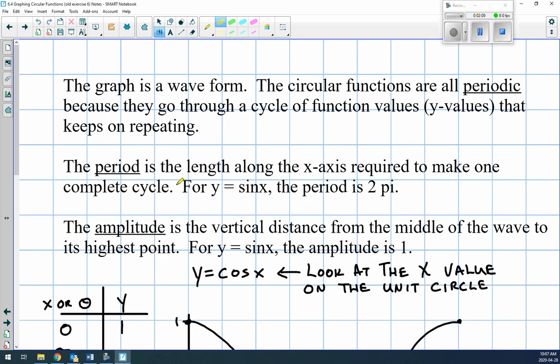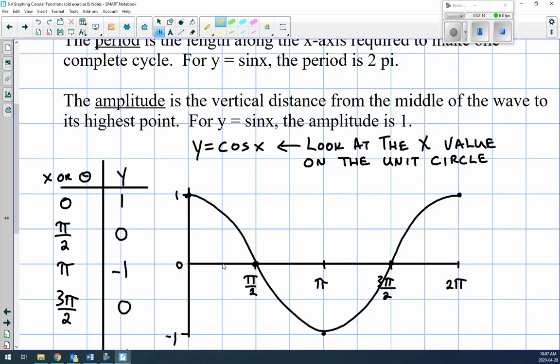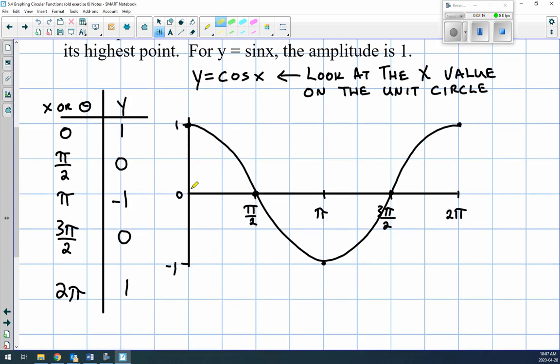So we talked already about the period. The period is 2 pi. The amplitude is vertical distance. We wrote that on the previous page, but let's look at a cosine. So again, here are our x values, 0 to 2 pi, but we're looking at the x values now on the unit circle. At 0 degrees, the x value is 1, and then it goes 0, negative 1, 0, and 1.